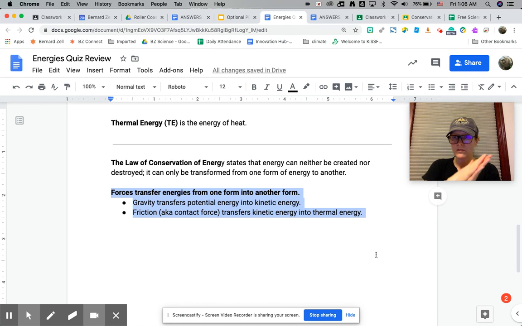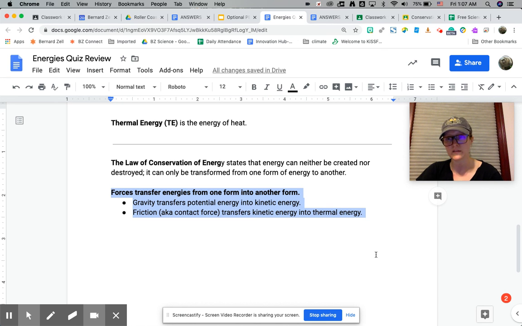So that skateboarder, their wheels had friction, right? And as the wheels were rolling back and forth on the ramp, that friction, this contact force, was taking that kinetic energy and transferring it into thermal energy, right? So again, with my hands clapping right here, I have kinetic energy, and because of the contact force between my two hands, that's what changes the kinetic energy into thermal energy, right?